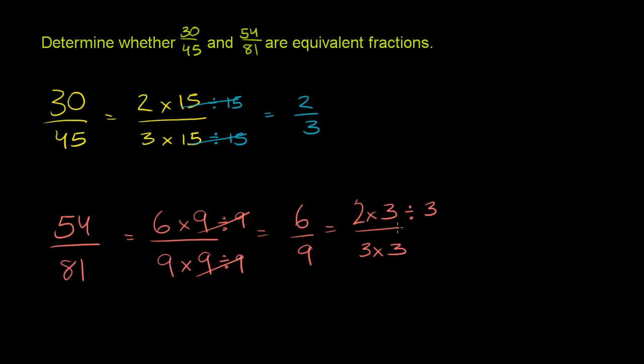I don't want to assume you know how to multiply fractions, because we're going to learn that in the future. So we're going to divide by 3. 3 divided by 3 is just 1. And you're left with 2/3. So both of these fractions, when you put them in simplified form, both end up being 2/3. So they are equivalent fractions.